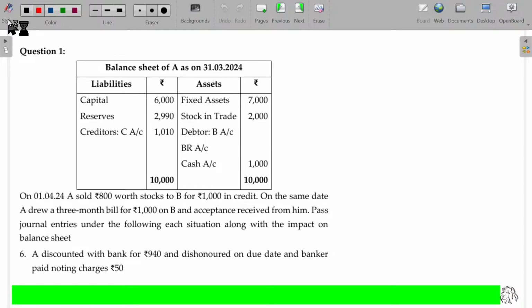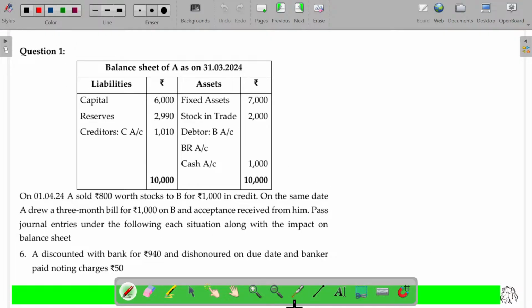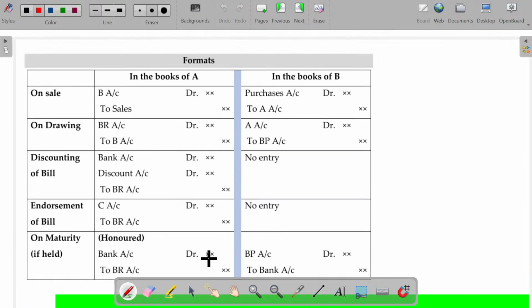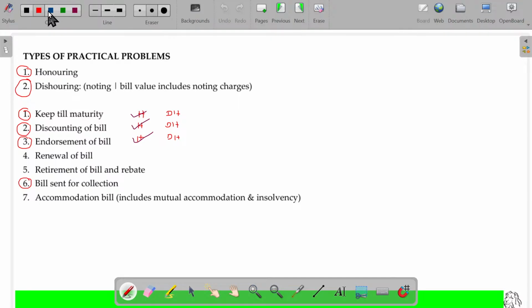Now, sixth subdivision. Discounted bill gets dishonored. Okay, so we are going to deal with this one. We have completed this one also. Now I am moving on to this part. Clear? Discounted bill got dishonored.